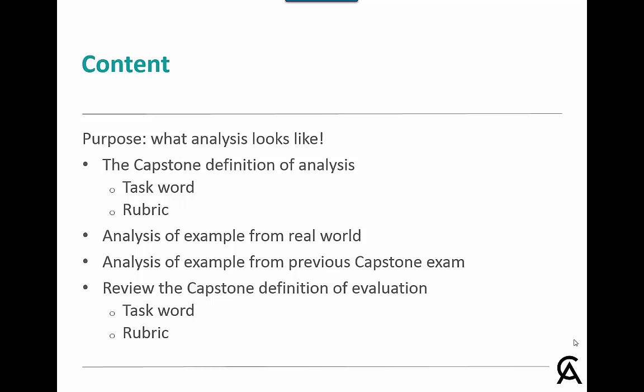This video will review what we said about analysis and evaluation in the Capstone orientation material, and will then look at analysis from three angles. Firstly, we will look at the task word and the rubric that we use in Capstone for analysis. We will then look at a real-world accounting and finance example that illustrates how we define analysis in Capstone. Thirdly, we will look at analysis in the past exam paper and how that relates to our rubric and task word. We will complete the video by looking at evaluation.